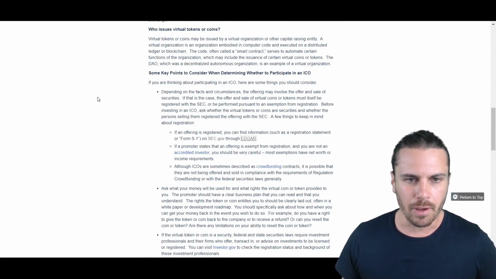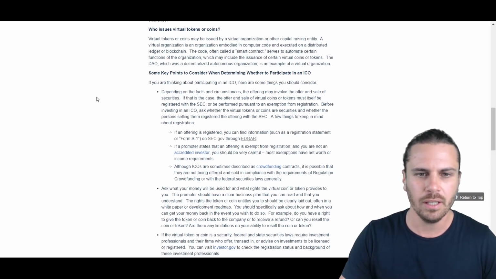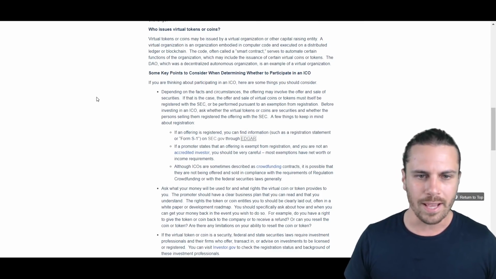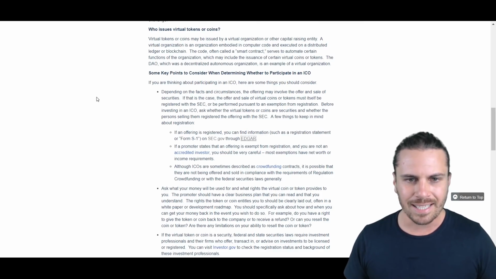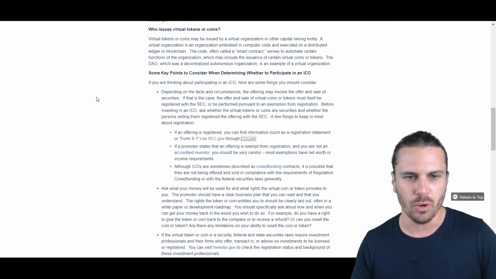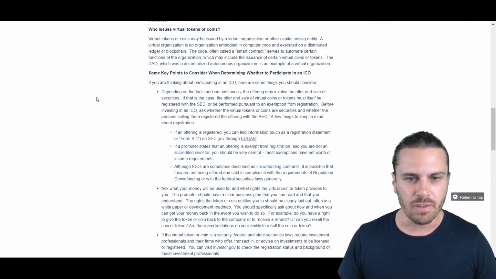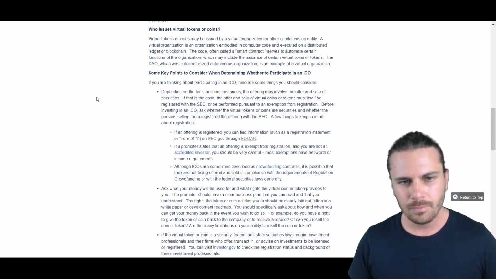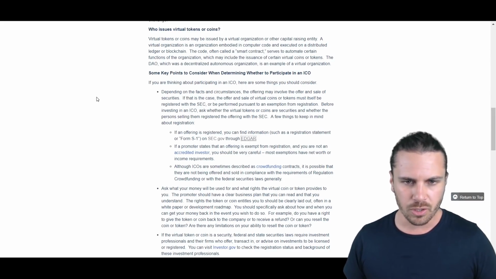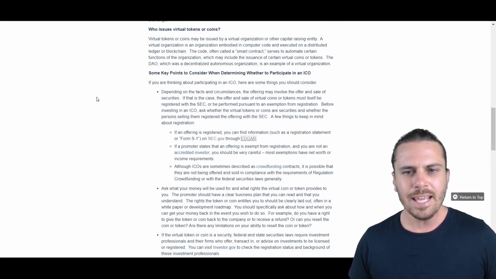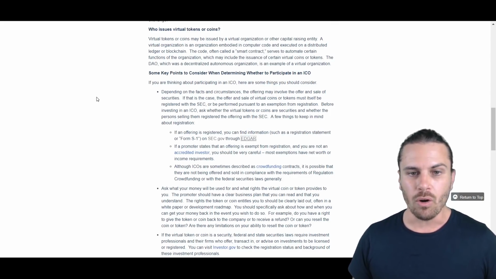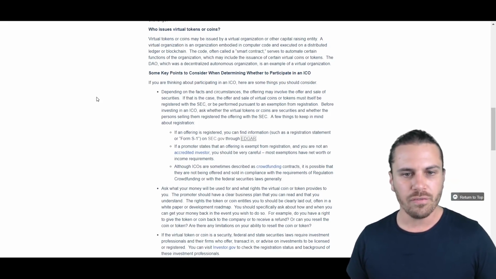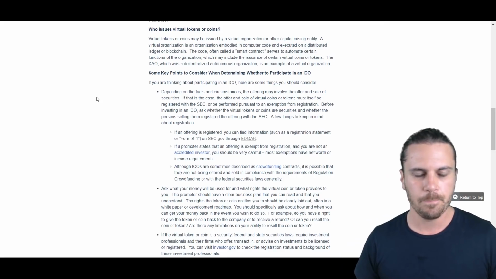A few things to keep in mind about registration. If an offering is registered, you can find information such as a registration statement or S-1 form. If a promoter states that an offering is exempt from registration and you are not an accredited investor, you should be very careful. Most exemptions have net worth or income requirements. Although ICOs are sometimes described as crowdfunding contracts, it is possible that they are not being offered and sold in compliance with the requirements of Regulation Crowdfunding or with the federal securities laws generally.